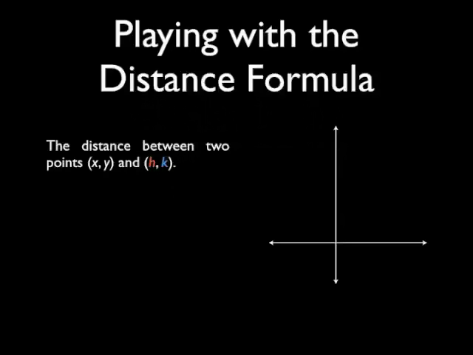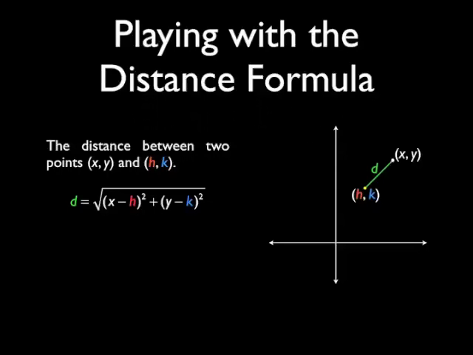Let's suppose we have 2 points, (h, k), and another point, any other point in the coordinate plane, (x, y). And let's say we want to find the distance between those 2 points. We just simply use the distance formula, and that will tell us how far apart those 2 points are.